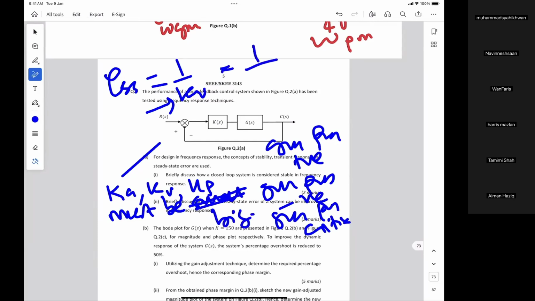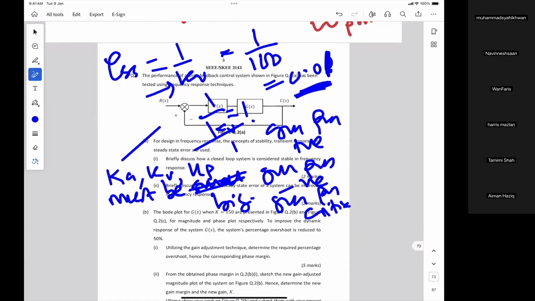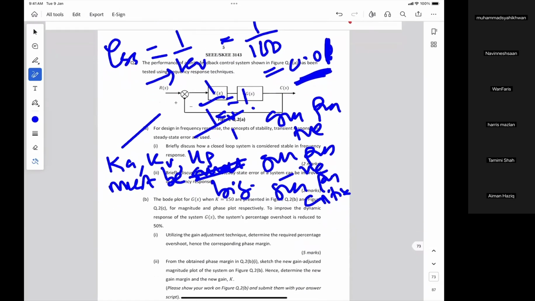Let's say KV is 100. 1 divided by 100 is 0.01. So the error is very small. If KV is 1, 1 divided by 1 is 1. So 1 and 0.01 are two different things. So you must make sure that the error constant is as big as possible, so that we can reduce the amount of error of the system.